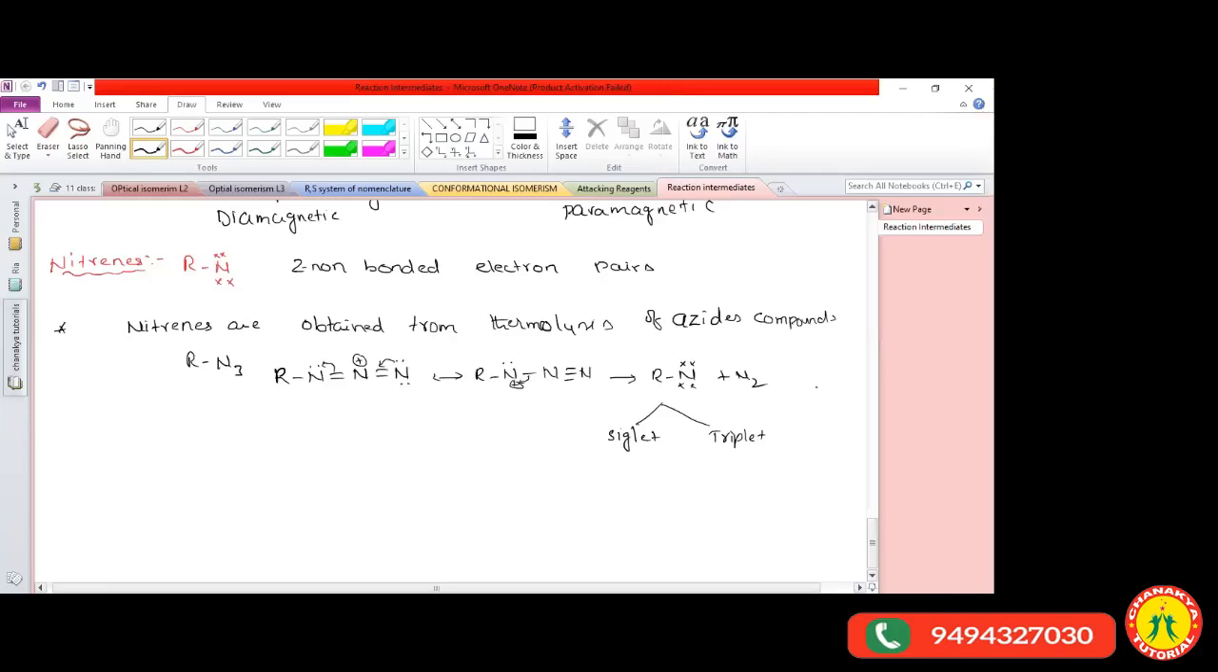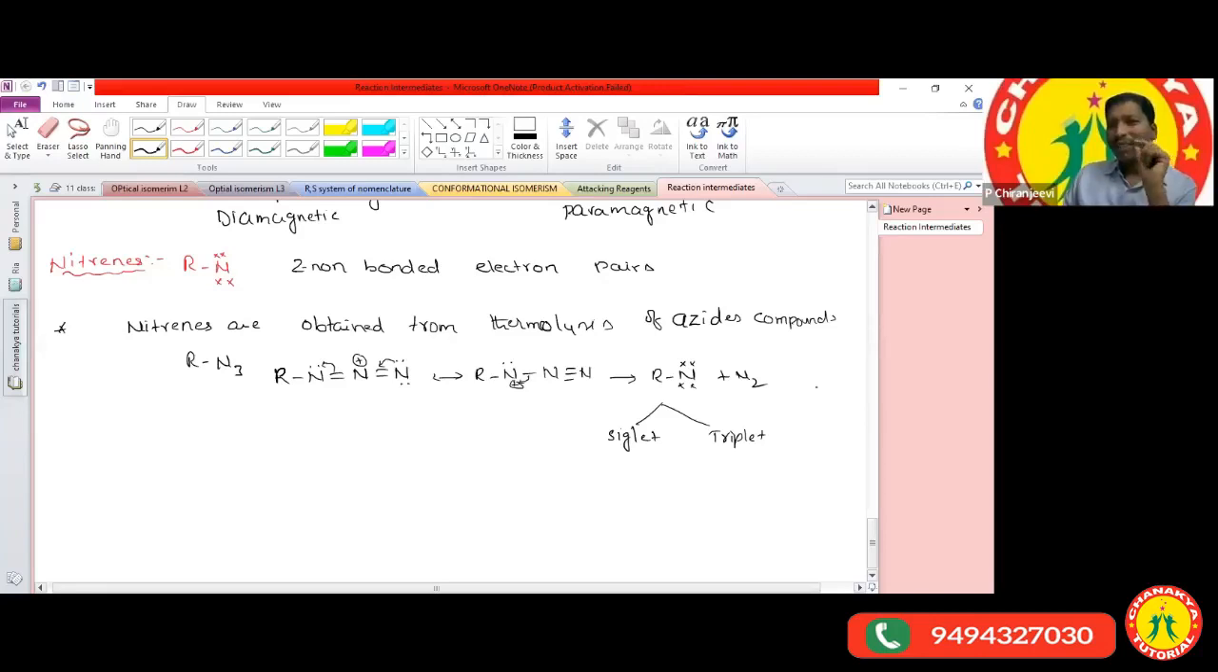So no lone pairs are present. If the lone pair of electrons is present in the same orbital, we call it a singlet. If the lone pair of electrons is present in two different orbitals, we call it a triplet.